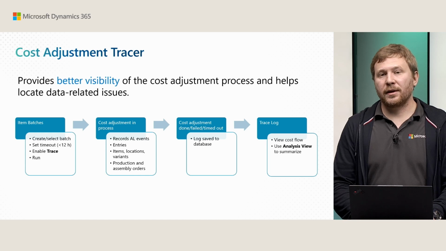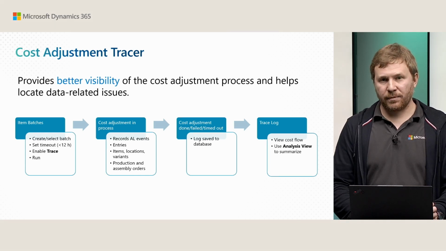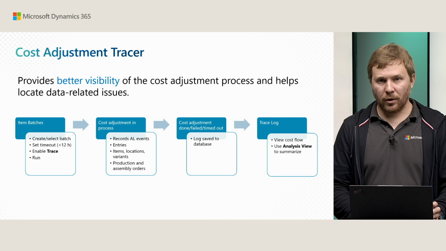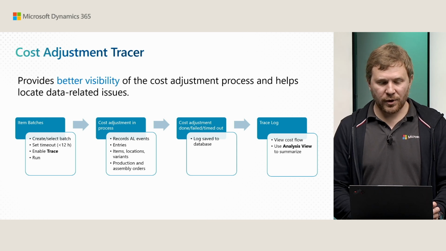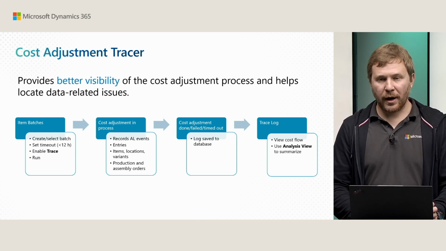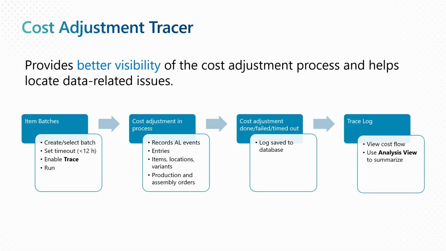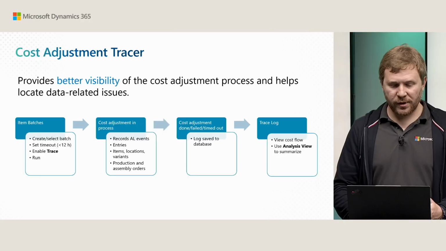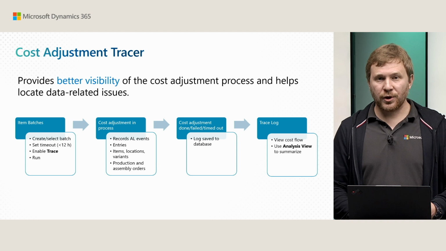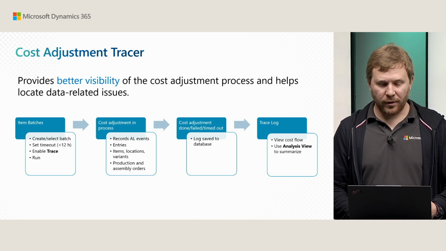Cost adjustment can sometimes take longer than expected, and the reasons for that aren't always obvious. The Cost Adjustment Tracer tool will help you analyze what's going on behind the scenes. On the Inventory Cost Adjustment tool, you need to create or select a batch, set a timeout of up to 12 hours, and run the cost adjustment with the trace toggle on.